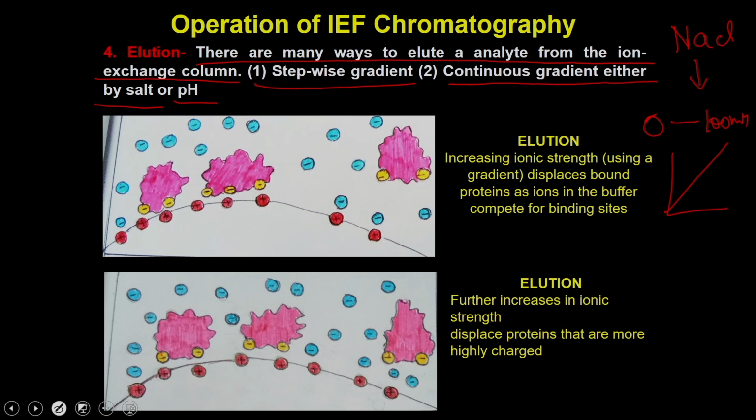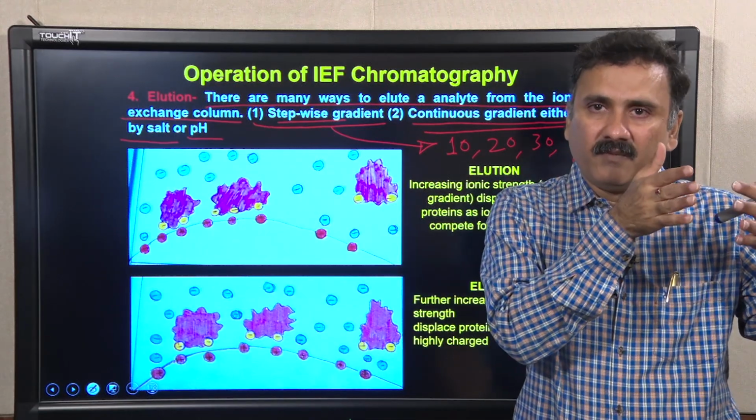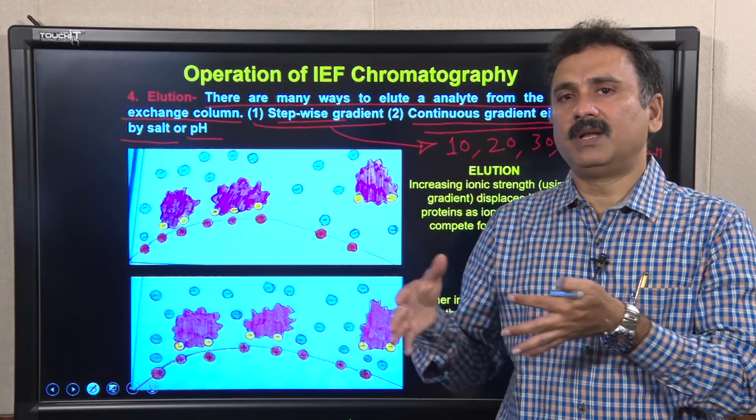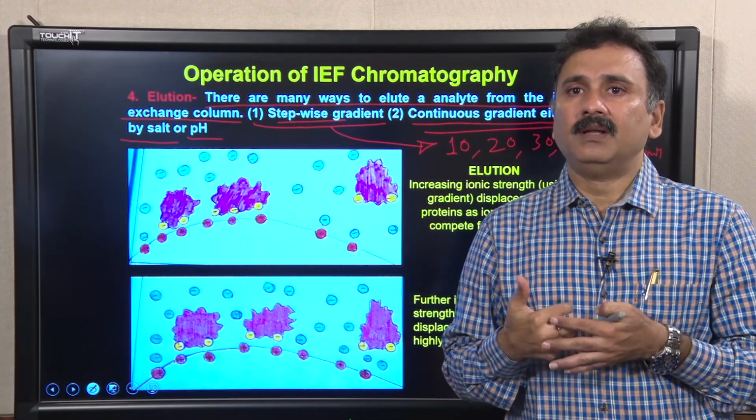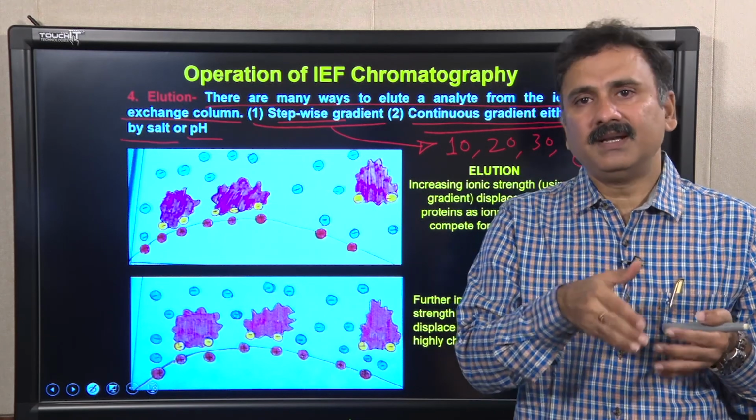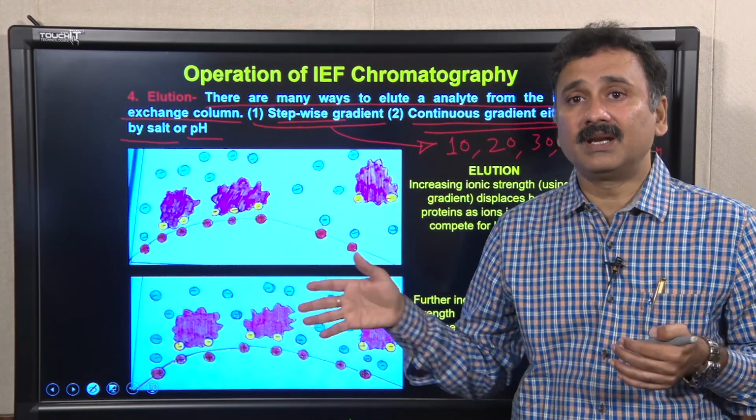The second is the stepwise gradient, where I can take 10 millimolar, elute something, then I take 20, then 30, and so on, until ultimately I take 100 millimolar. That is called the step gradient, whereas the continuous gradient means I follow a process that maintains a continuous gradient, which means after every microliter added into the system, some amount of sodium is added, and that is how it maintains the linear gradient.